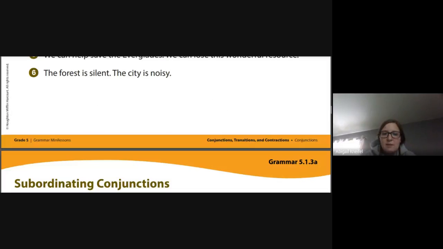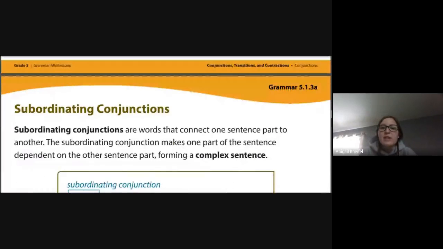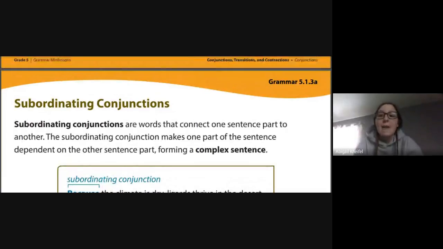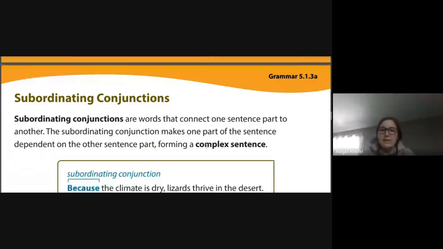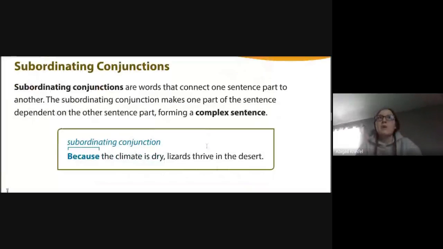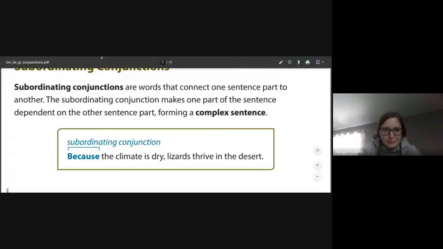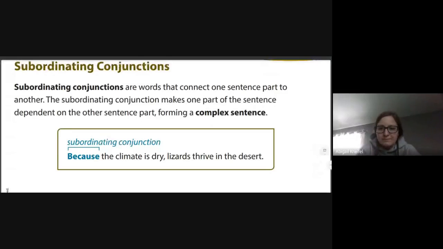But today we're going to talk about something a little bit different. Instead of just compound sentences, we're going to talk about complex sentences. So subordinating conjunctions are words that connect one part of a sentence to another, just like what we talked about yesterday, connecting sentences. The subordinating conjunction makes one part of the sentence dependent on the other part, forming a complex sentence. That means that if something's dependent on one thing, you have to have the second part in order for the first part to work, okay? So we need both parts.